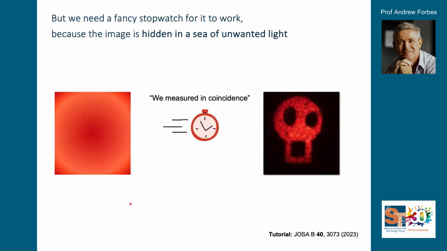So what makes it work, in fact, is this idea that we have to measure these two photons together. If we don't measure them together, then we don't know which photon is tagged to its partner. So we kind of lose the information of the entanglement. And so the key in all of this is a really good stopwatch. It's a way of finding these entangled photons in a sea of unwanted light. So quantum optics experiments involve what we call measurements in coincidence, which means just a really good timing system to tag the arrival of these photons.